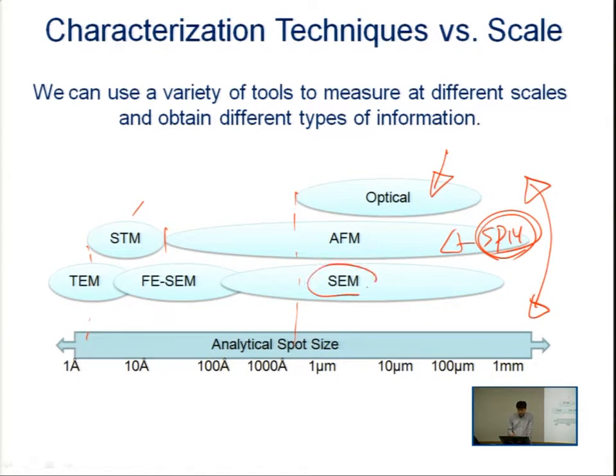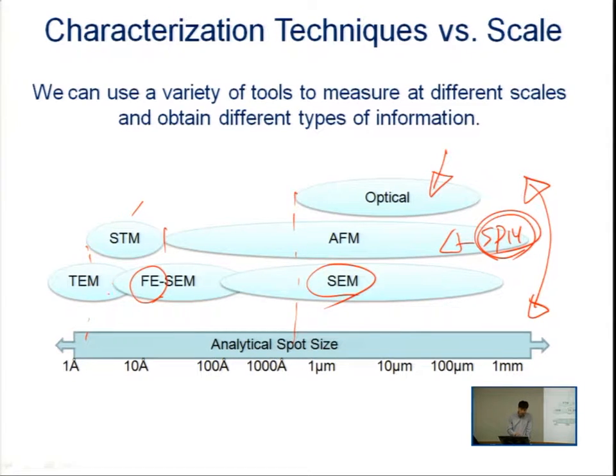And then this is the scanning electron microscope. Actually, if we are using some special electron emitters, we call that a field emission SEM, which can go down to around 1 nanometer in resolution, and then the TEM can go much smaller in scale.